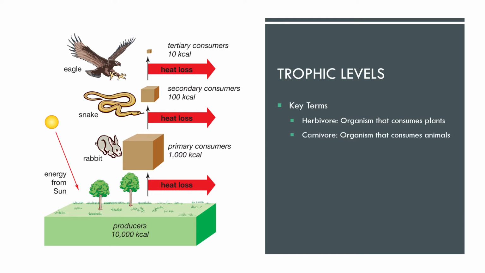Okay, carnivore. Carnivores are organisms that consume animals. So the snake is going to be a carnivore. The eagle is going to be a carnivore because the snake eats a rabbit and the eagle eats the snake in this example. So carnivores, things that eat animals. Omnivores eat both animals and plants.